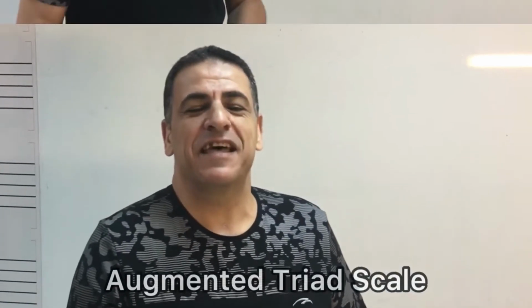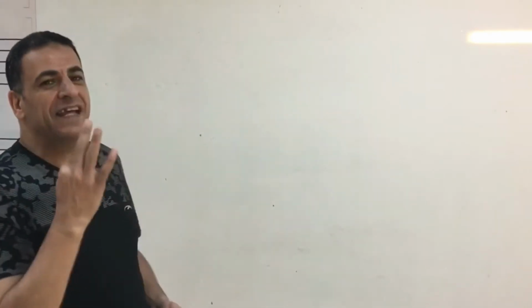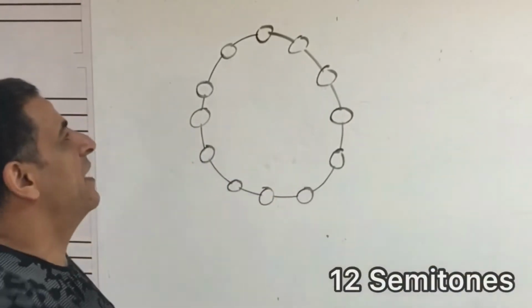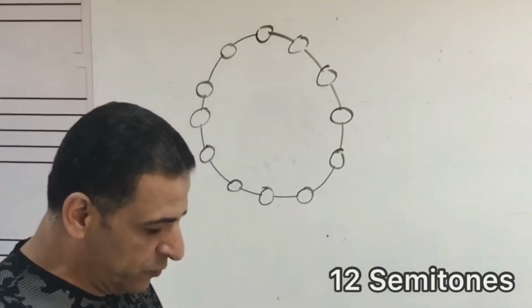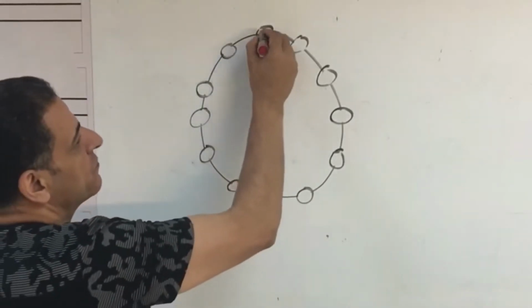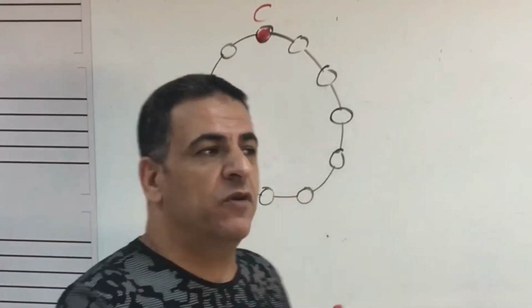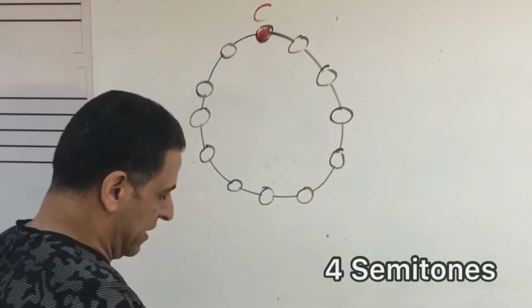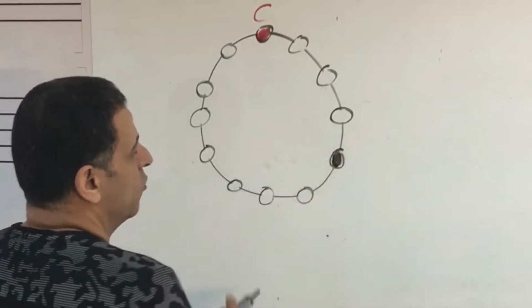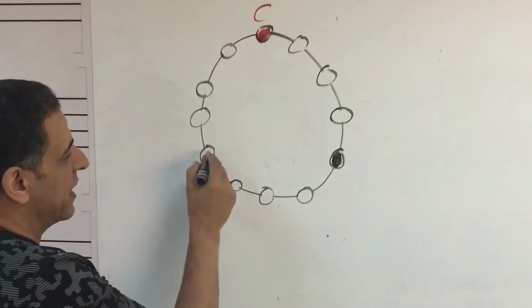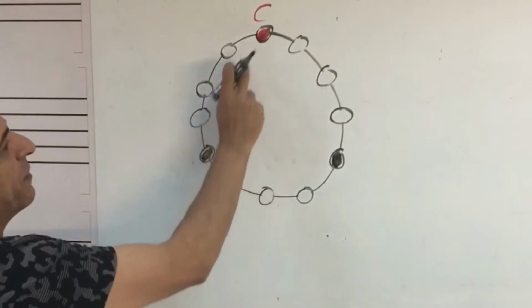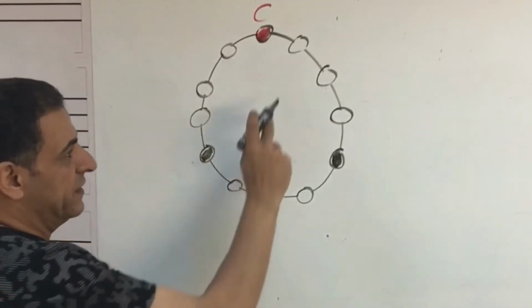Today we will talk about the augmented triad scale, and it just contains three notes. As I explained before, this pattern contains 12 semitones, so the augmented scale starts from C, and the first interval will be 4 semitones, and when we count it we will get to E, and the next interval will take 4 semitones too, so it will be G sharp or A flat. And the last interval will be 4 semitones too, going back to C note.